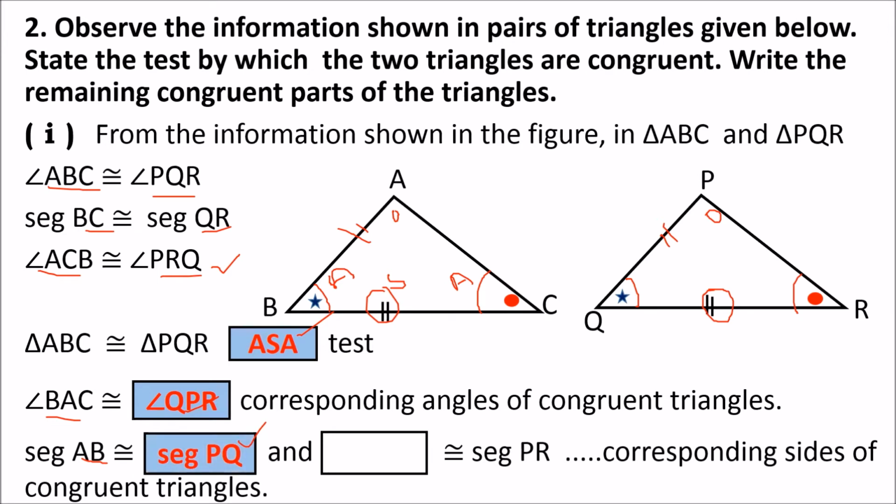Here dash is congruent to PR. Where is the PR? Over here, this side. Side PR is congruent to side AC, right? Side PR is congruent to side AC because they are sides of congruent triangles.